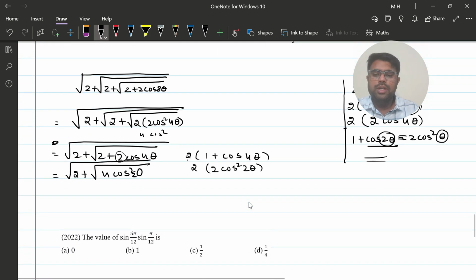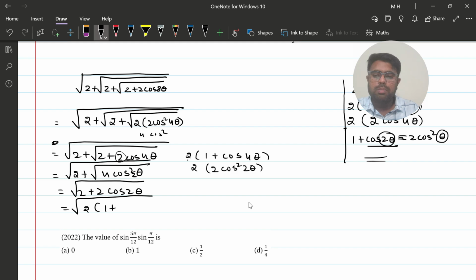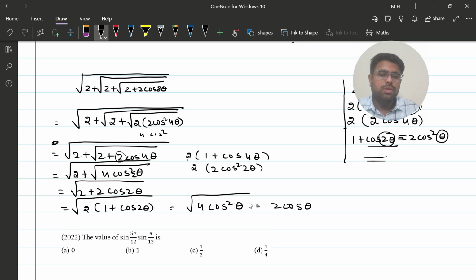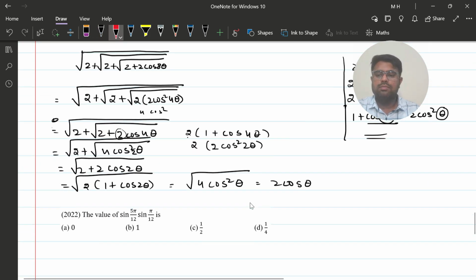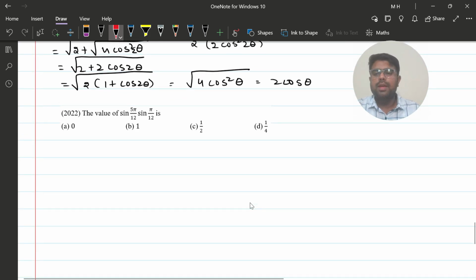So what is the root of it? It is going to be root of 2 plus 2 cos 2 theta, right? So if I take out 2 again, it is going to be 1 plus cos 2 theta. What is 1 plus cos 2 theta? It is 2 cos square theta. So root of 2 into 2, 4 cos square theta is going to be 2 cos theta. So therefore it is 2 cos theta. I think it is option B, which is very much obvious. Okay, so that is what we have.